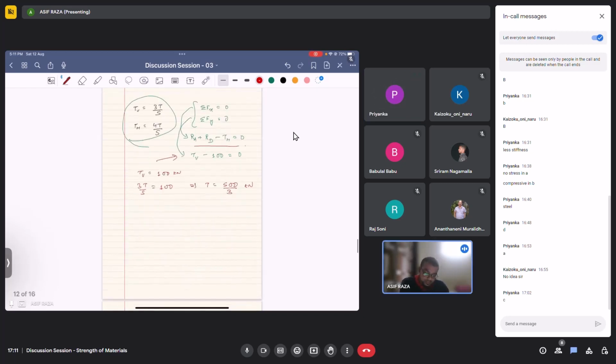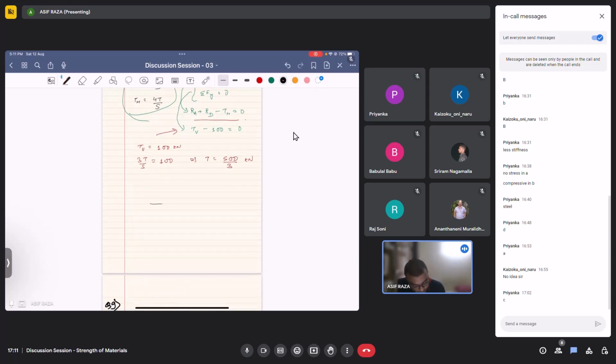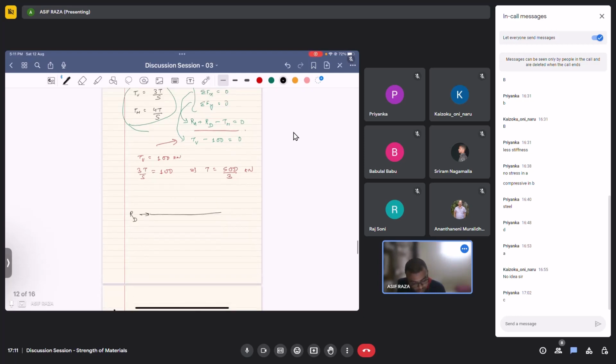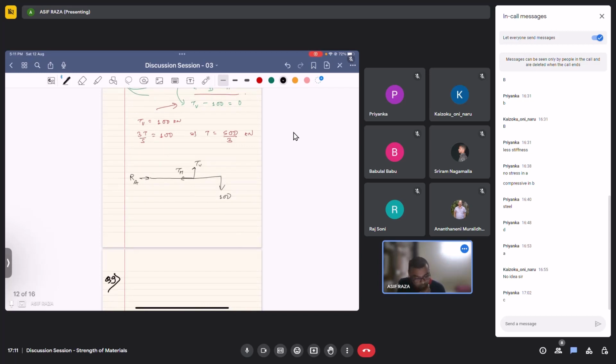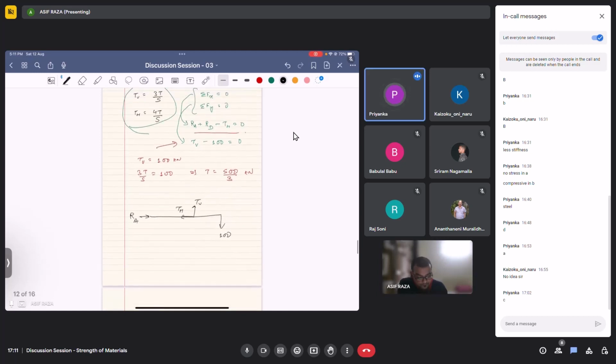Okay, I got it. So you're saying you took this system RD, right? Oh, sorry, RA, and the applied load T as TV and TH, and the load applied here 100 kilonewton. So this would also give me TV equal to 500 upon 3, right? T is equal to 500 upon 3. I got different answers.